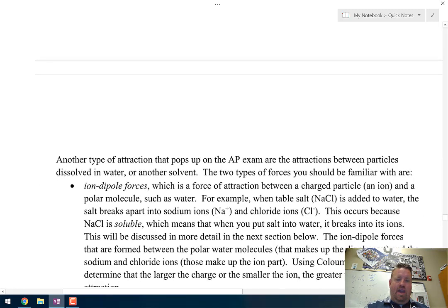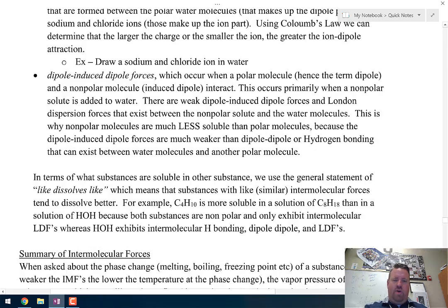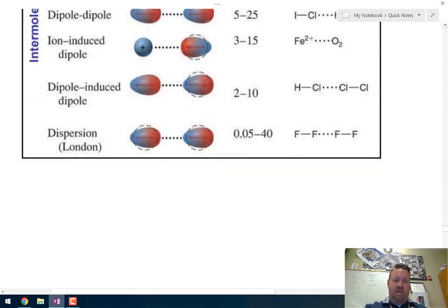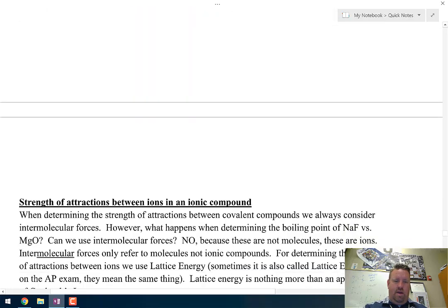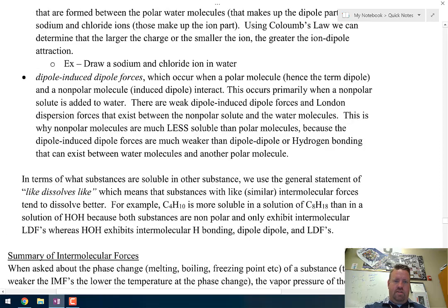Now, on the AP exam, many times they talk about the attraction between one thing and something else, and we need to be familiar with what those terms are. Then we're going to do a little summary here. We're going to look at this little cute thing, and then there's actually that part there as well. So we've got a little bit to go still.